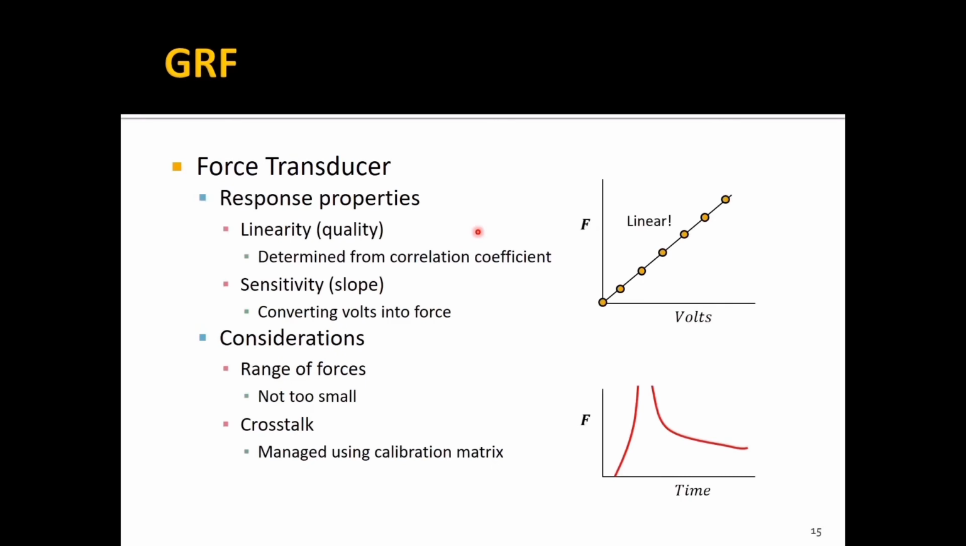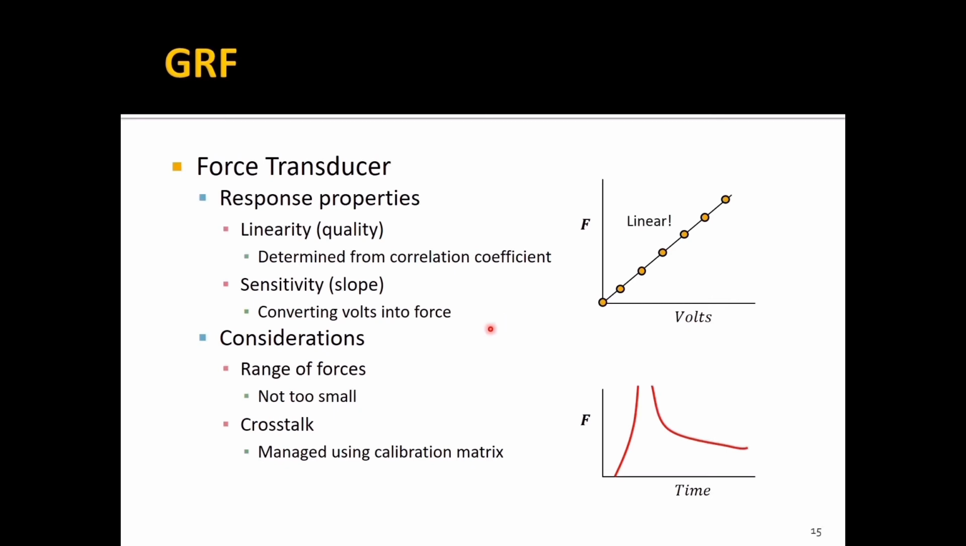There are two important response properties in force transducers. First one is linearity. Linearity determines the quality of a force transducer. And linearity is determined from the correlation coefficient. As you can see here, force and volt here, so linearity here. If the relationship between force and volt is linear, the slope is sensitivity, which can be used to convert the measured voltage into force in Newtons.